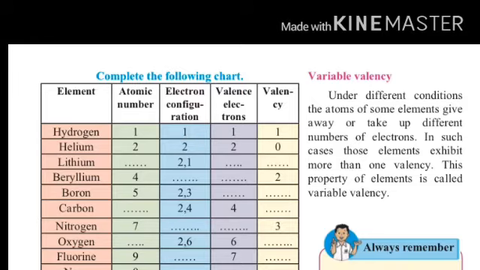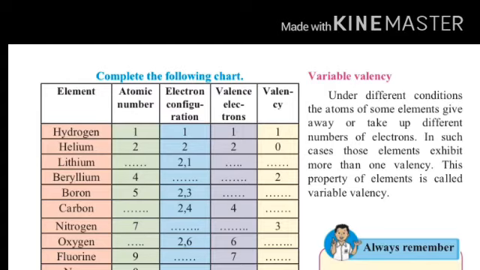While writing electronic configuration, children, kindly remember you have to write in K, L, M, N shell. That means first you will write 2 and then the remaining number. For example, boron, atomic number is 5. So first you will write 2 and 5 minus 2 is 3. So you will write 3. So the first shell, that is the K shell, is filled with 2 electrons, which is maximum. Then you will write the remaining electrons, that is 3 electrons in the outermost shell.